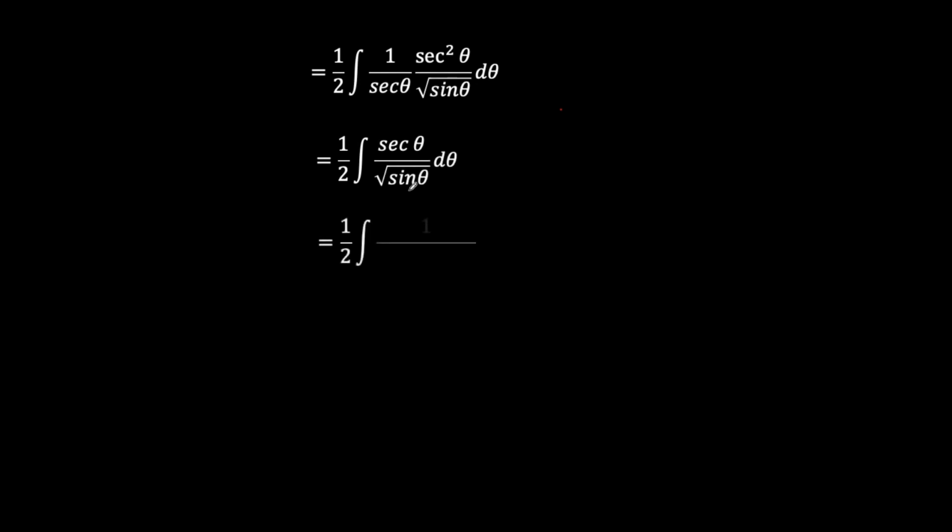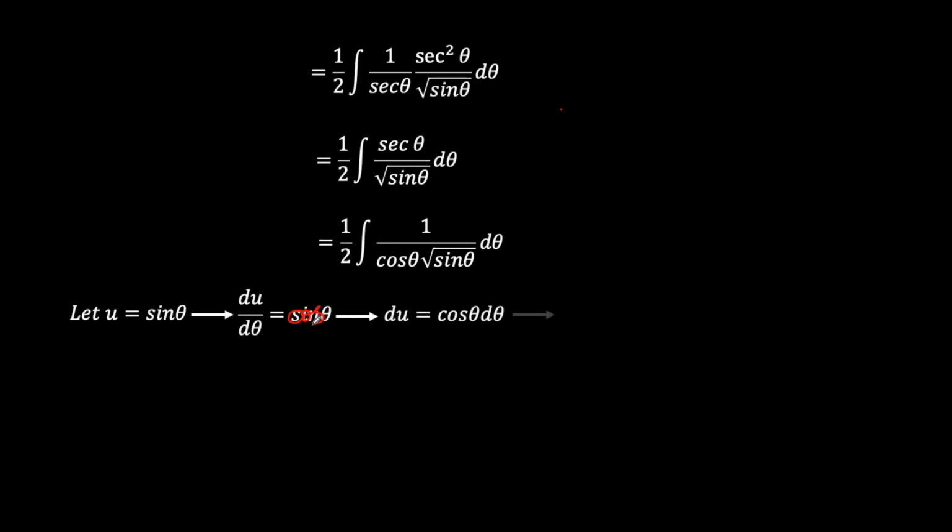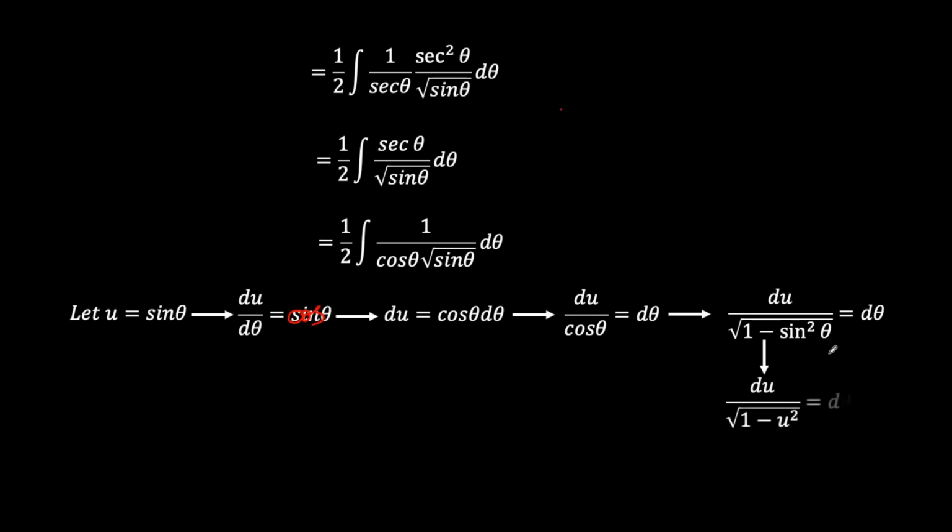So sec theta is the same as 1 over cosine theta. So we have here the integral of 1 over cosine theta square root of sine theta. Now we want to eliminate the square root sign. We say let u be equal to sine theta. Therefore, du d theta is the same as cosine theta. We apologize for this mistake. And so du is the same as cosine theta d theta, and du over cosine theta is the same as d theta. And what that means is du over square root of 1 minus sine squared theta is equal to d theta. And sine squared theta is the same as u squared. So du over square root of 1 minus u squared is the same as d theta.